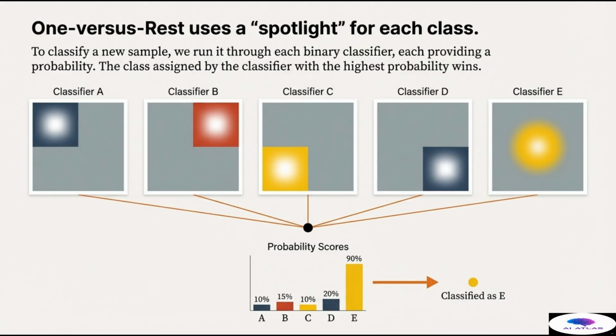Classifier A gives a 10% probability, B gives 15%, C gives 10%, and D gives 20%. Critically, classifier E returns a 90% probability. Because the one versus rest strategy assigns the sample to the class associated with the highest probability, the system confidently classifies the new input as E. This streamlined process makes OvR a highly efficient and popular technique for handling multi-class problems.